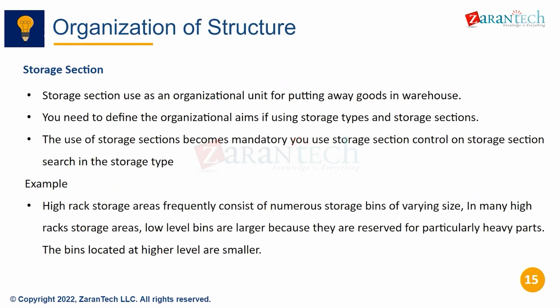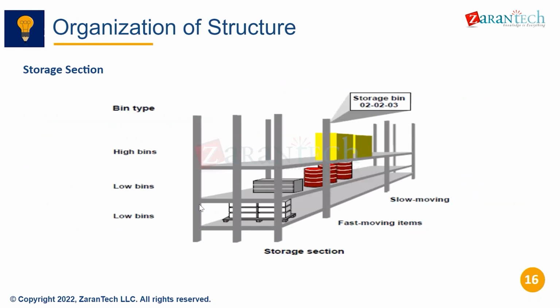Then you can see in the picture, suppose this is a bin type, you can see low bins, high bins. If you have the racks and storage section, we can consider this from this aisle till here as this section, or if you have the high racks or low racks, the above area can be considered as one storage section. And you can also divide it into fast moving, slow moving. It depends on the business requirement how they want it. So that area can be represented as one storage section.